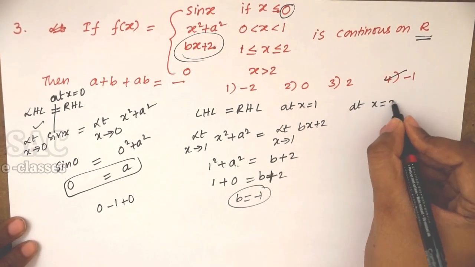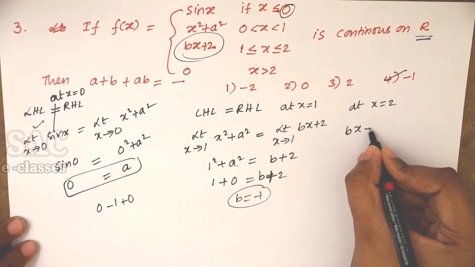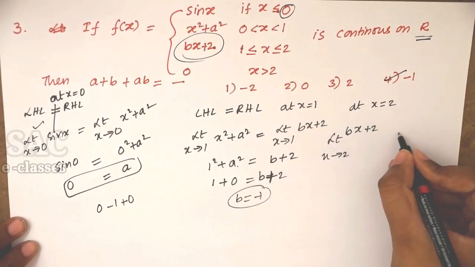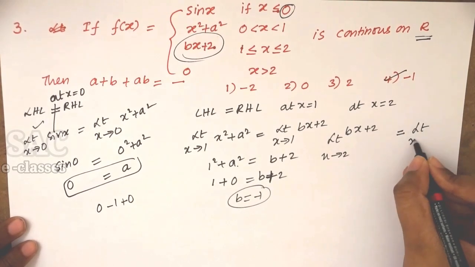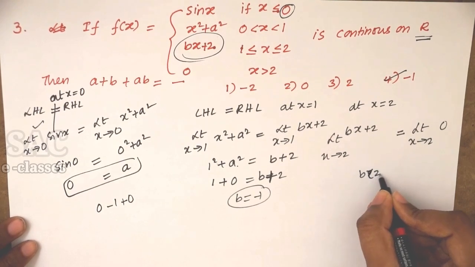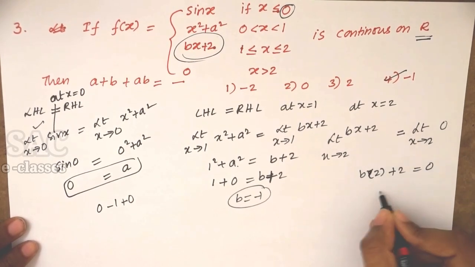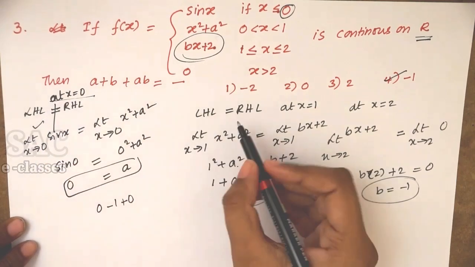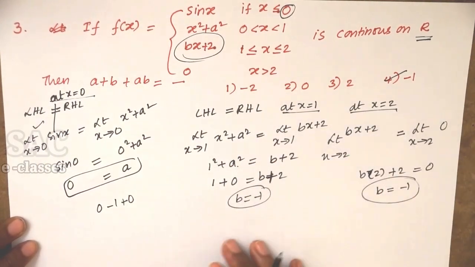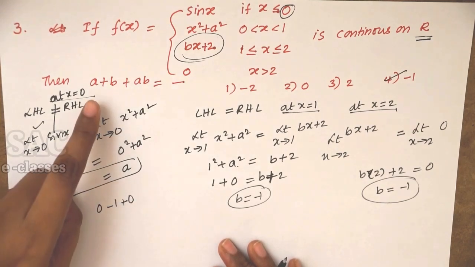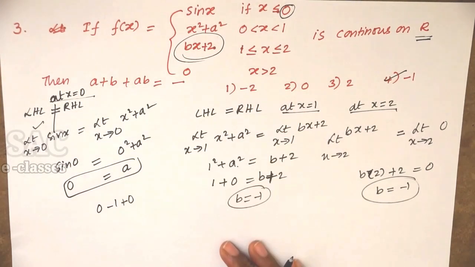Yes, you can take it, no issues. bx plus 2, limit x tends to 2, bx plus 2, which is equal to limit x tends to 2, 0. So bx plus 2 means 2 into b plus 2 equal to 0. B value is minus 1. At whichever point of continuity you use, you will get the same real values of a and b. So clearly a plus b plus ab is minus 1 is the answer. Let us move to the next problem.